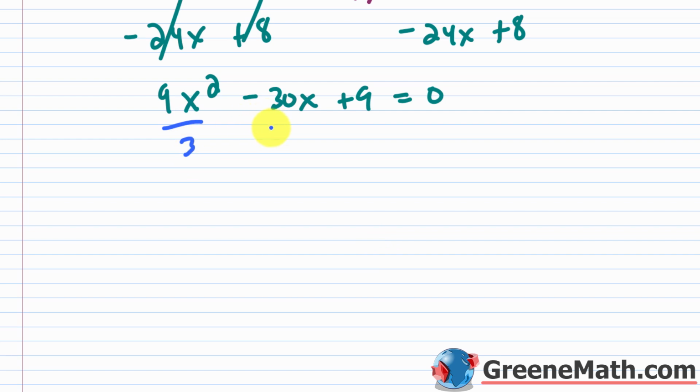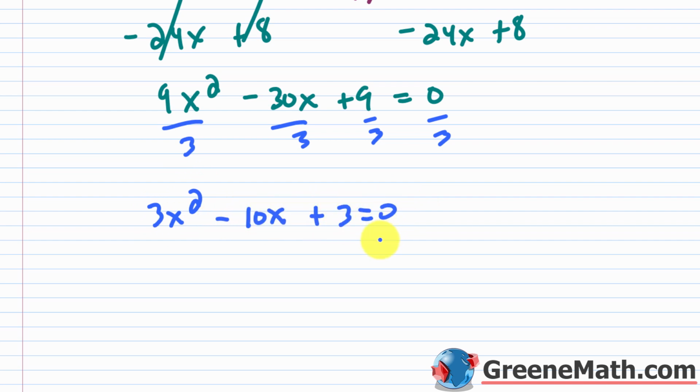You can divide everything here by 3, if you want to make it a little bit easier to work with. So this is 3x squared, then minus 10x, then plus 3 is equal to 0. And so really easy to factor this. This is 3x, and this is x. And then basically 3 is only 1 times 3, or negative 1 times negative 3.